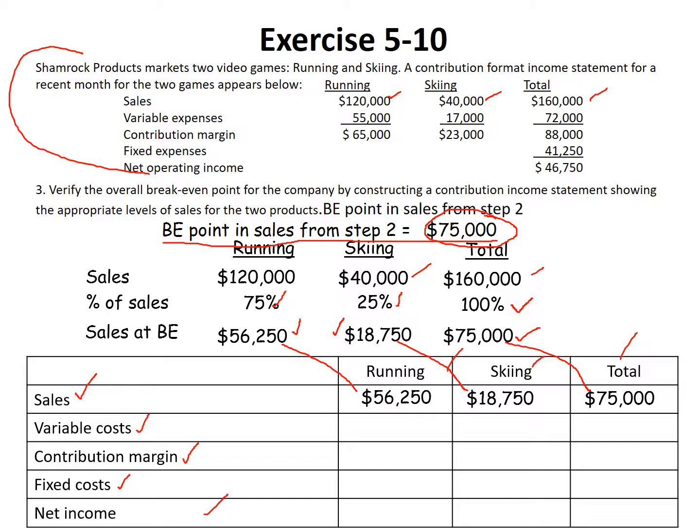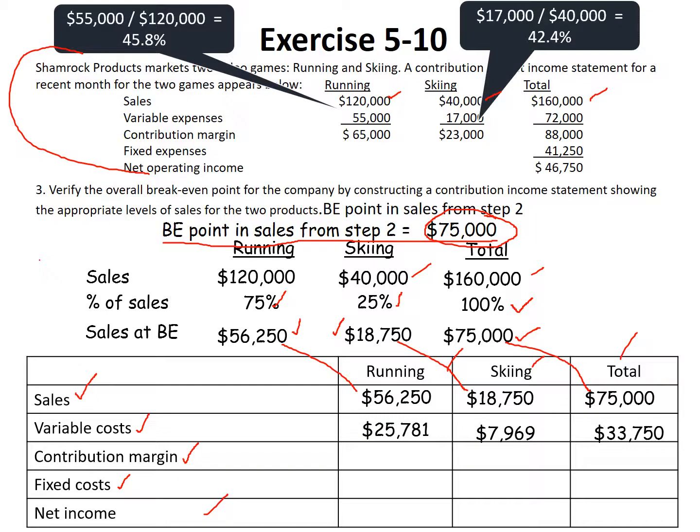You have to remember variable costs vary directly with our volume, and in this case basically with our sales. So when I take a look at my variable cost for running, my variable costs are $55,000 and the sales that produce those variable costs are $120,000. So if I do division, that means my variable costs are 45.8% of my sales. Now, if variable costs are variable, that means that relationship is going to continue at my sales levels. Same thing for skiing. $17,000 of variable cost divided by my $40,000 of sales, meaning that my variable costs are always going to be 42.4% of my sales.